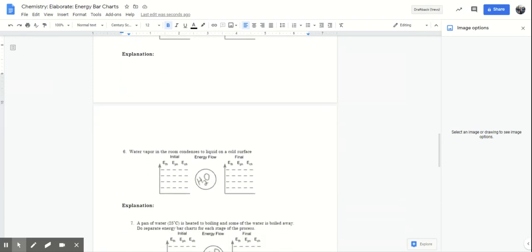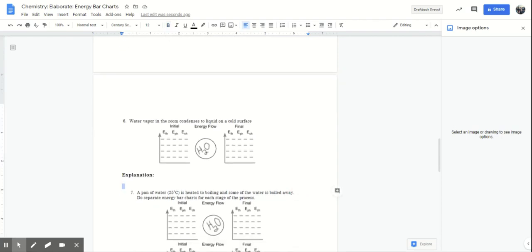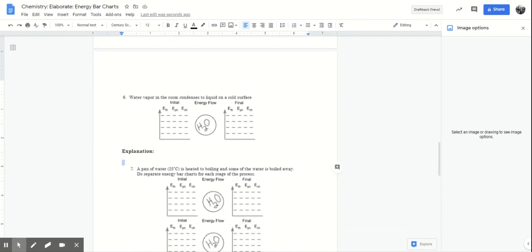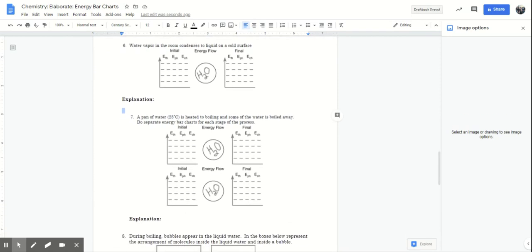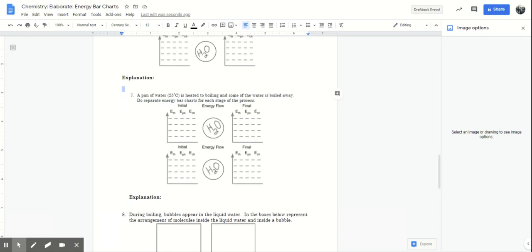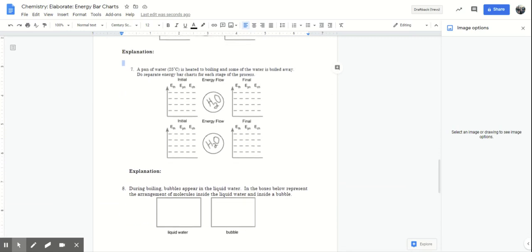Water vapor in the room condenses to a liquid. And then you're going to have, this is going to be an honors question. A pan of water, 25 degrees Celsius, is heated to boiling, and some of the water is boiled away. Do separate energy bar charts for each stage. So remember, there are two different stages here. You're raising the temperature to your boiling point, and then you're boiling it away. That's a phase change. So then what's that going to look like for the bar chart and for your explanation?